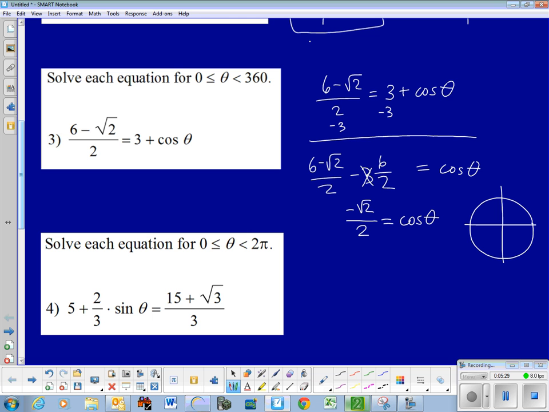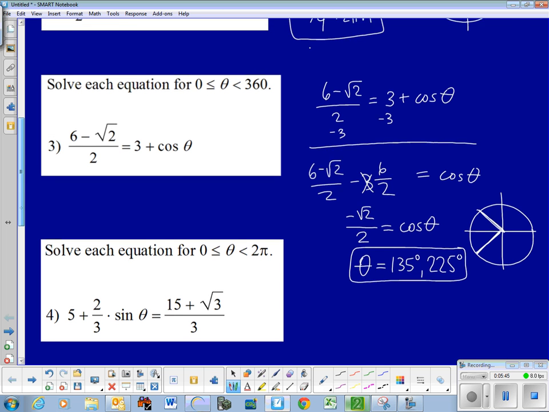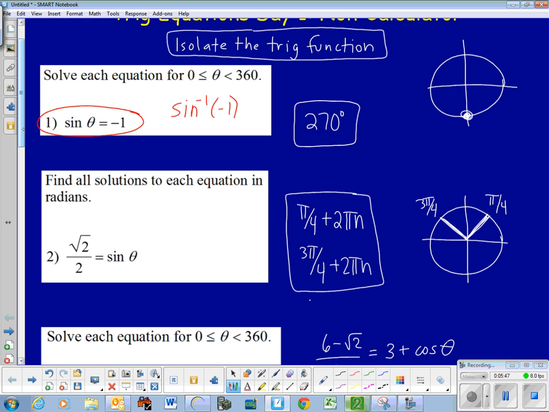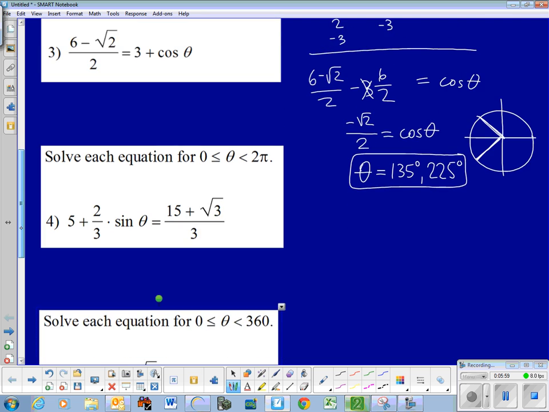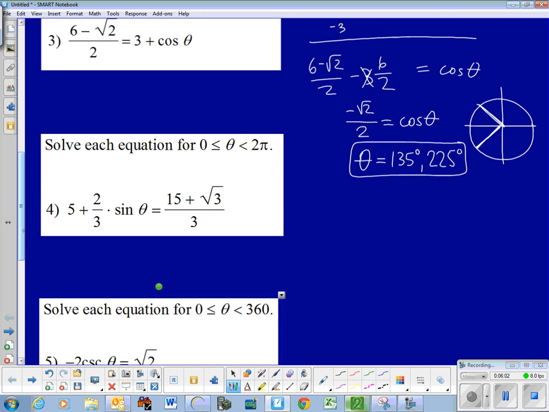Okay, so again, that's in the middle of the quadrants. But cosine is negative on the left, so that's going to happen here and here. And those two values, theta equals 135 and 225. I should, on my other problems, have written theta equals, just to emphasize the fact that we are solving an equation. We're finding the value or values that make the equation true. Okay, so there's example 3.